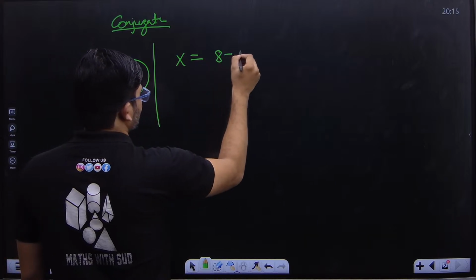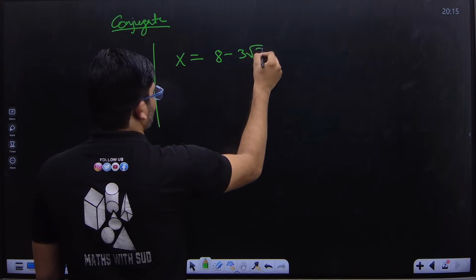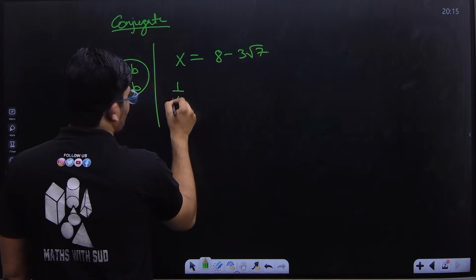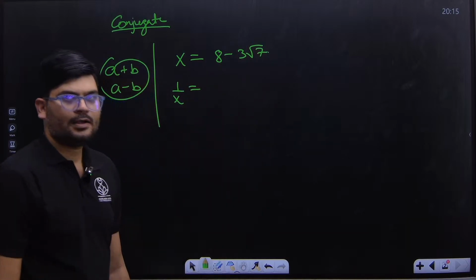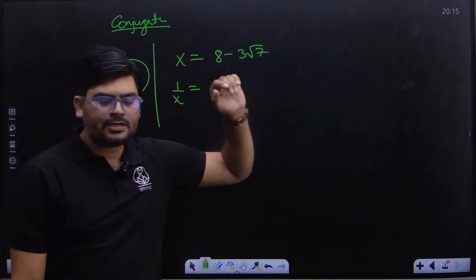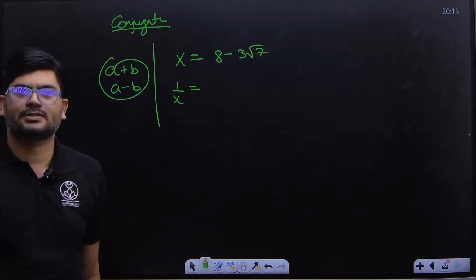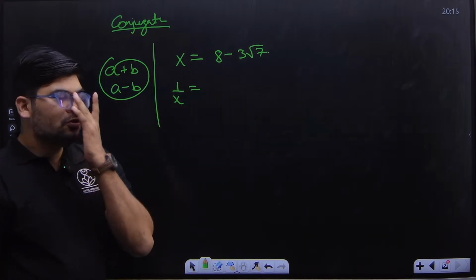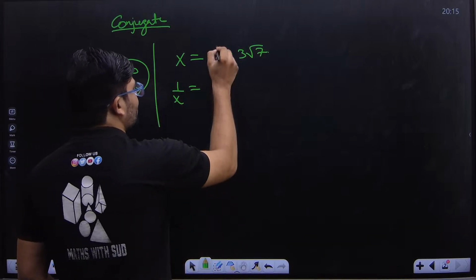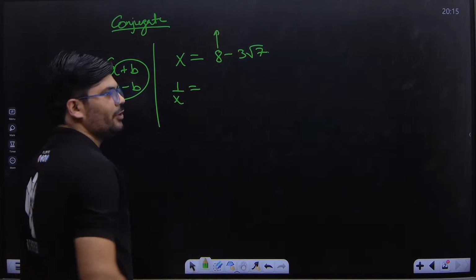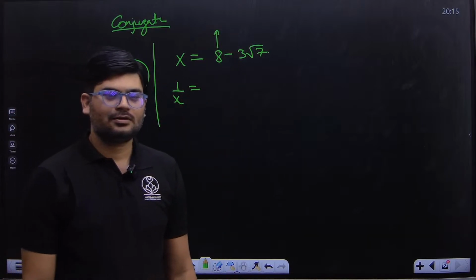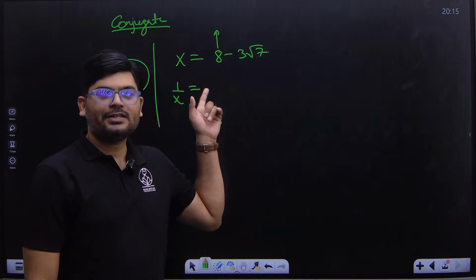So if I ask you, if x is equal to 8 minus 3 root 7, what is 1 by x? What you need to do immediately is, it will be plus. Are you telling me that?